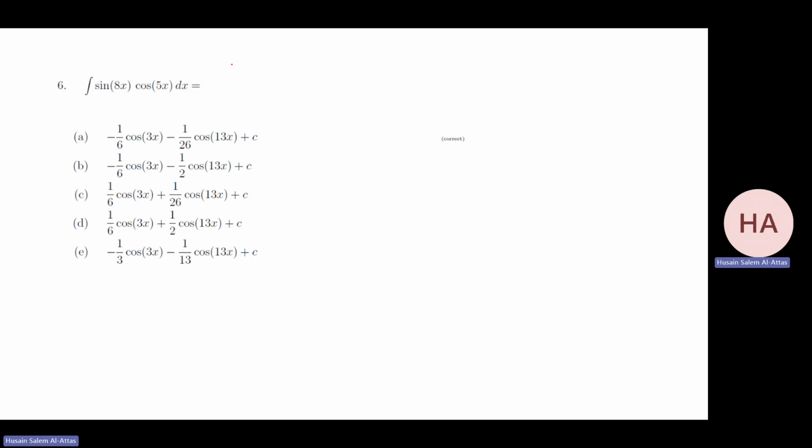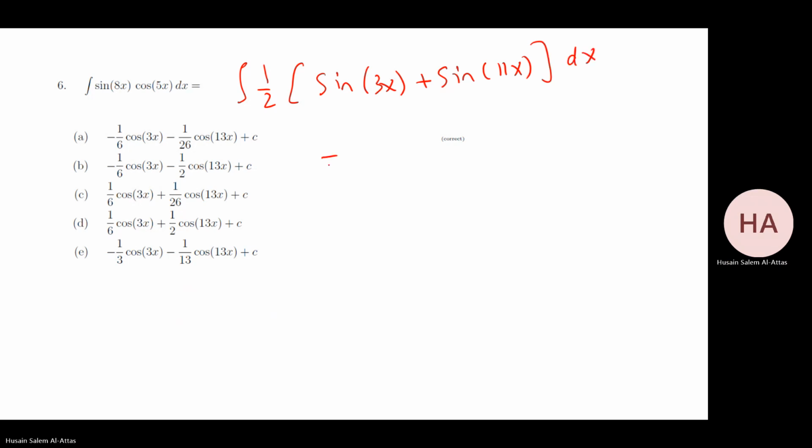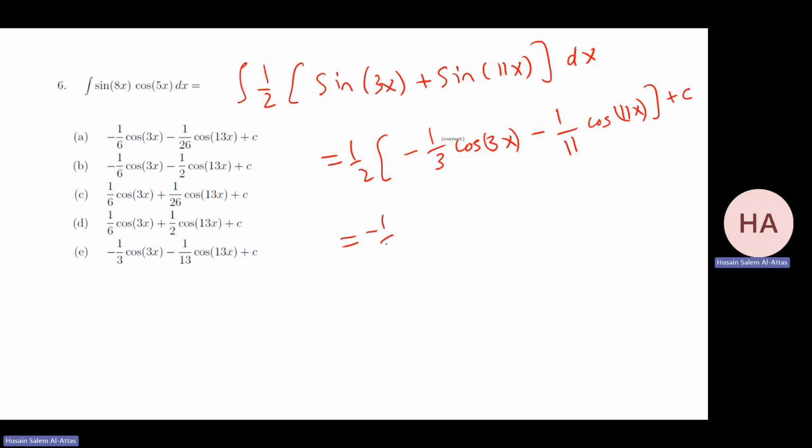Sine cosine, that means sine. That will be half. Don't forget the half. Sine of the difference, cosine of the sum, dx. That will be what? Half times what? Minus 1 over 3 cosine 3x minus 1 over 11 cosine 11x, plus c. That gives me minus 1 over 6 cosine 3x minus 1 over 22 cosine 11x plus c. And that will be the answer.